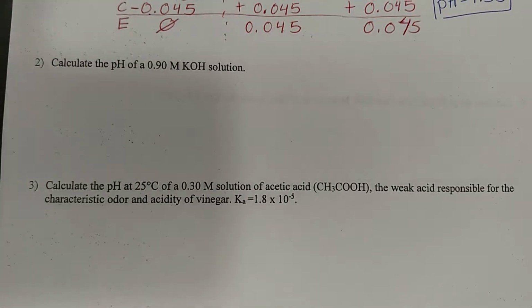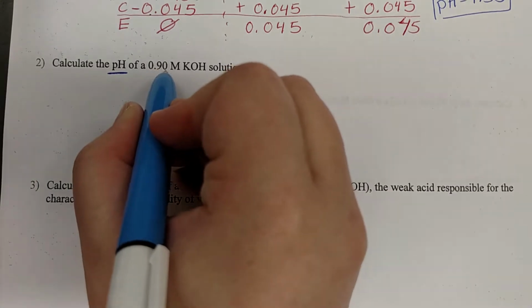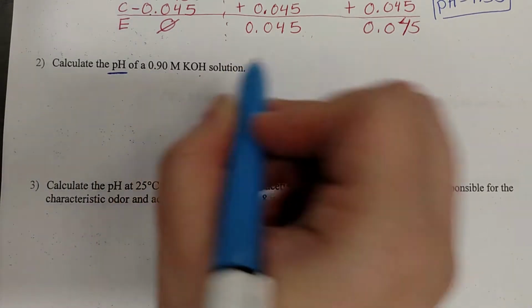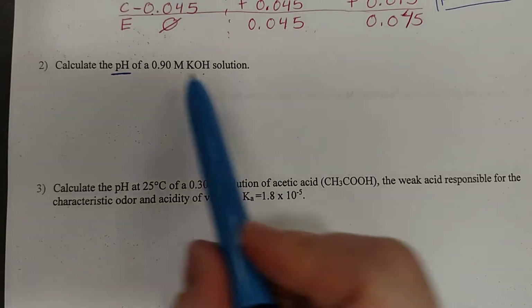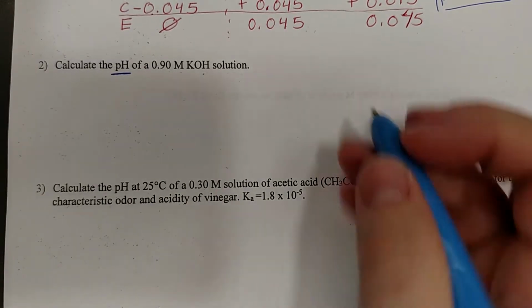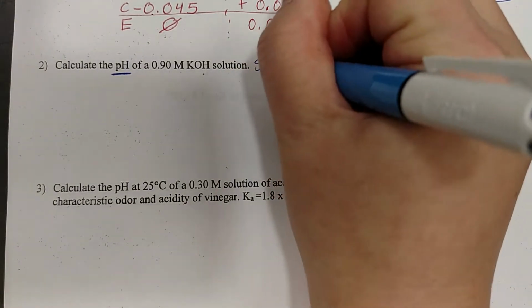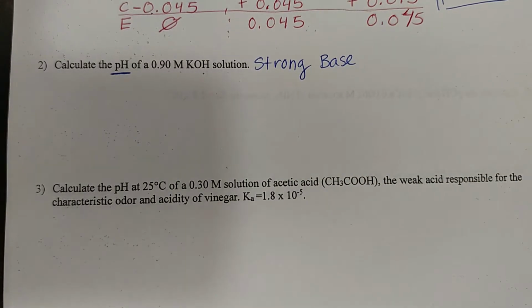Alright, our next one, we are going to calculate the pH of a 0.90 molar KOH solution. So again, the first thing we want to ask ourselves is, is this an acid or base? Hopefully you recognize this as a base. And is it strong or weak? This one happens to be one of our strong bases. So go ahead and write that down. Our strong base.